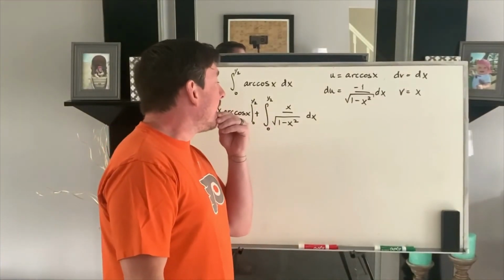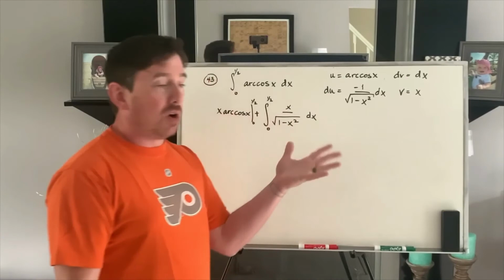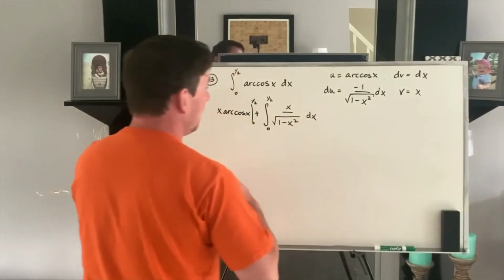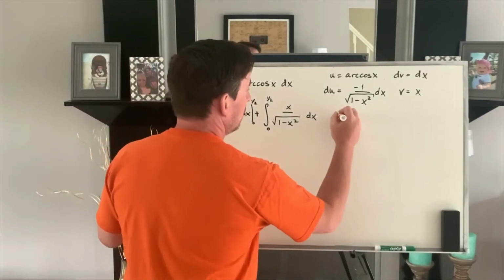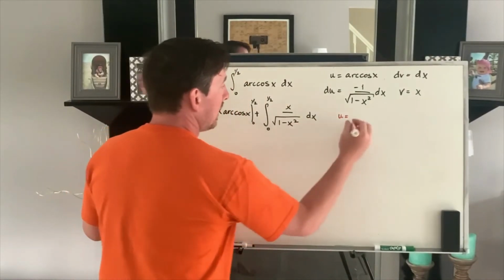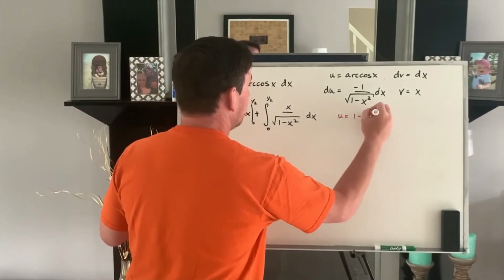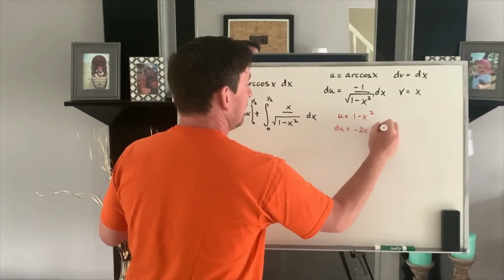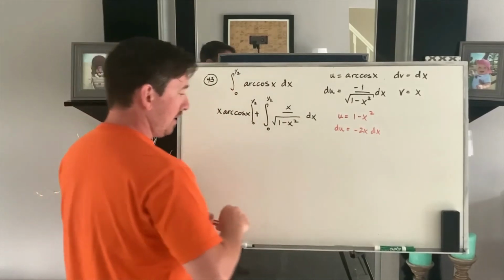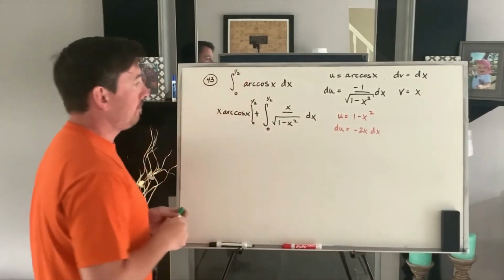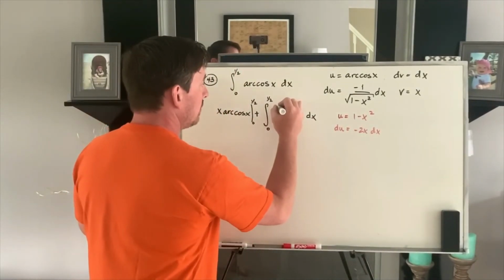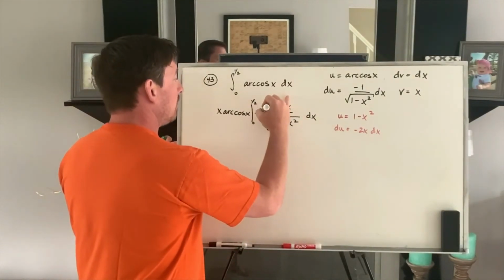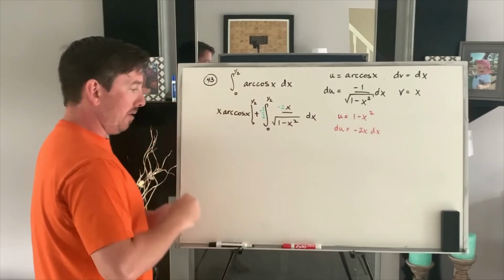So let's see. It's not one of the arc functions. I think it's just going to be some simple u substitution. If I let u equal the radicand here, 1 minus x squared, then du is negative 2x dx. Well, I can make that happen, negative 2x dx. And let's fix it with a negative 1/2 out front.